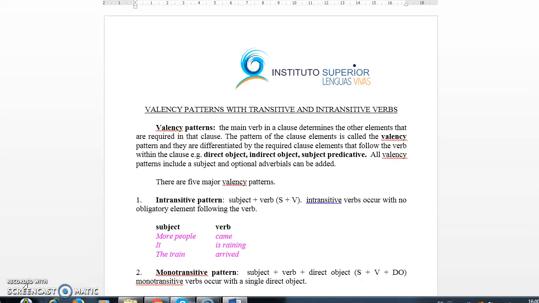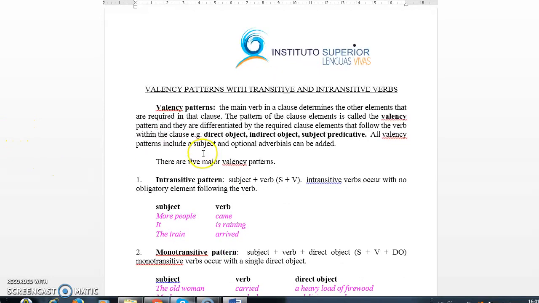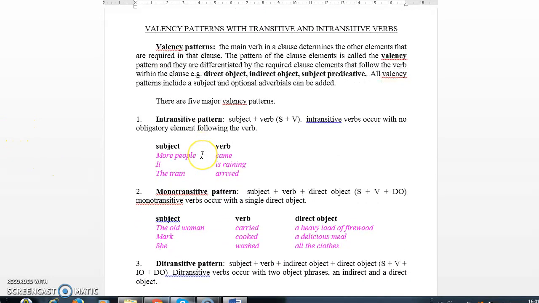Yes, you have different kinds of clause elements, such as the direct object and indirect object, the subject predicatives. They all go around the verb. They can all have optional adverbials also. We are going to see there are 5 major valency patterns.